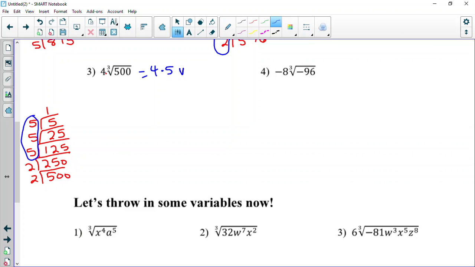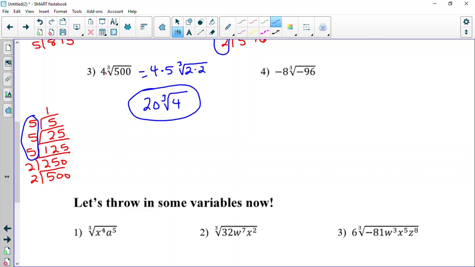And then underneath, I'm not going to forget my 3 there this time, I got 2 2s. So we can only pull them out for cube roots if I have 3 of them. Doesn't matter if there's 2 2s, I'm not looking for perfect squares, I'm looking for perfect cubes. 4 times 5 gives me 20. And don't forget your little 3 in the hook. 2 times 2 is 4. And we're done.